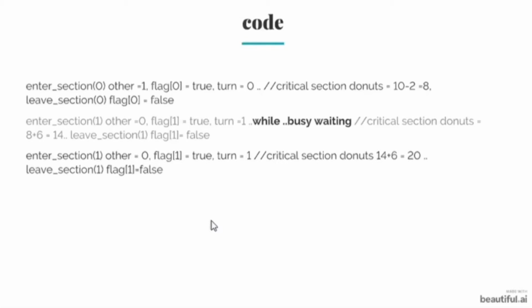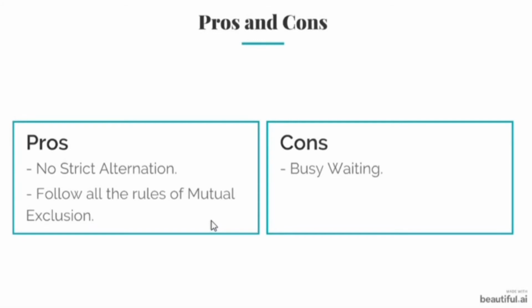Now let's summarize Peterson's solution by looking at some of its pros and cons. As I just said, one of the very good things about Peterson's solution is that it doesn't require strict alternation. Another thing is that it follows all the rules of mutual exclusion, and the most important one of them is that a process is prevented from entering its critical section only when the reason is that another process is in its own critical section. And the one con worth mentioning is still busy waiting.